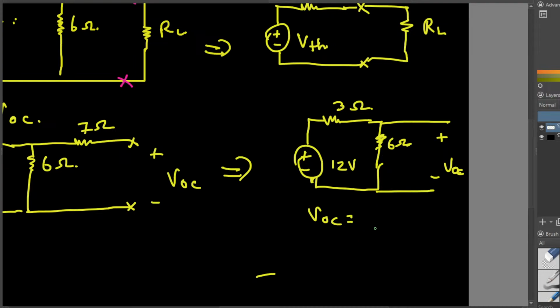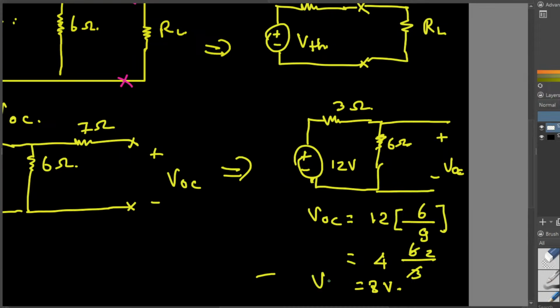voltage across any resistor, what you can do is multiply by the source voltage, that is 12, and then the resistor you are interested in finding the voltage across will be on top, and the addition of resistors will be on the bottom. So 6 plus 3, that's going to be 9 right here. So 3 times 3 is 9, and 3 times 4 is 12. 4 times 2, that's going to be 8 volts. So VOC is equal to VThevenin. So the VThevenin voltage is 8 volts.